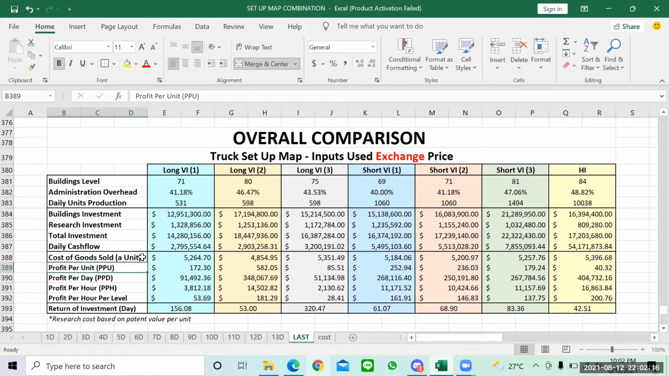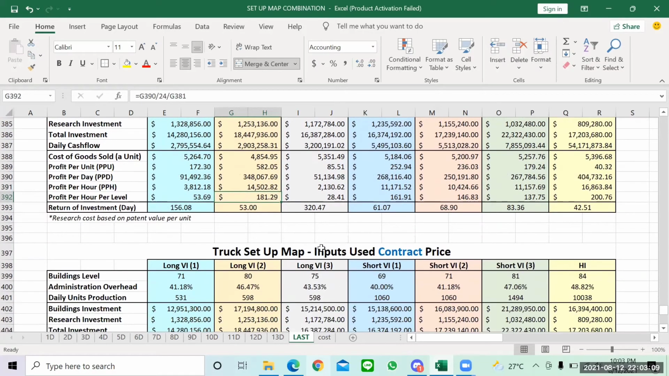And this is the cost of goods sold. I mean the sourcing cost: the cheapest one is the second long, the highest is from horizontal integration. And for the profit per hour level, it's highest on horizontal integration. But of course, if you want to make the short, the first short is the best, but if you want to make the long vertical integration, the second one is the best. You can go back and scroll and copy paste the setup map. Okay, that's for exchange price. Let's see the contract price.